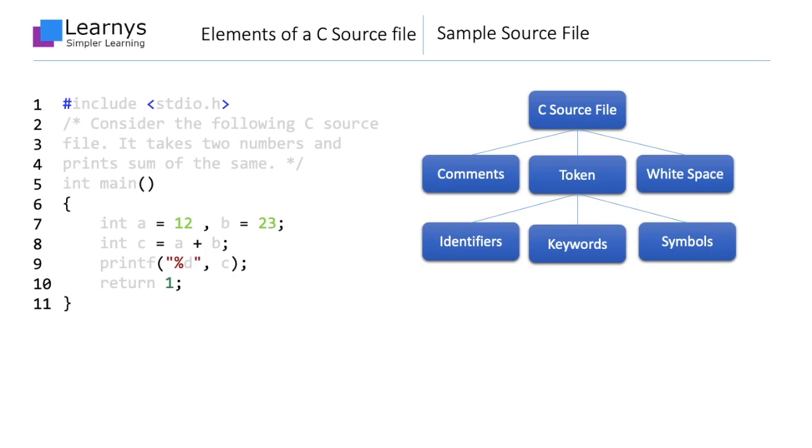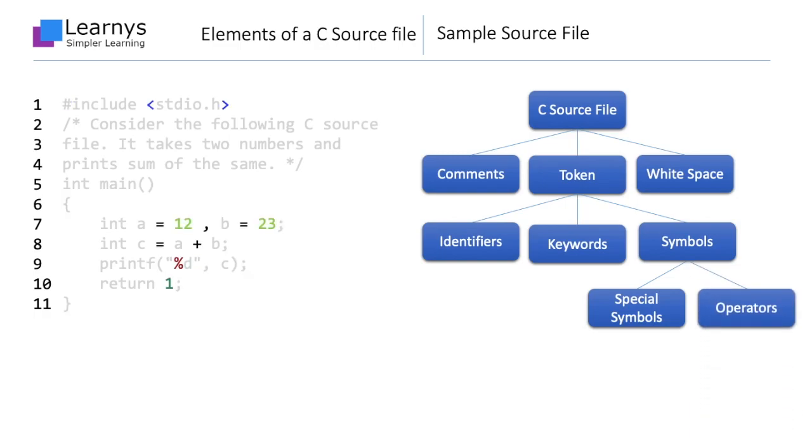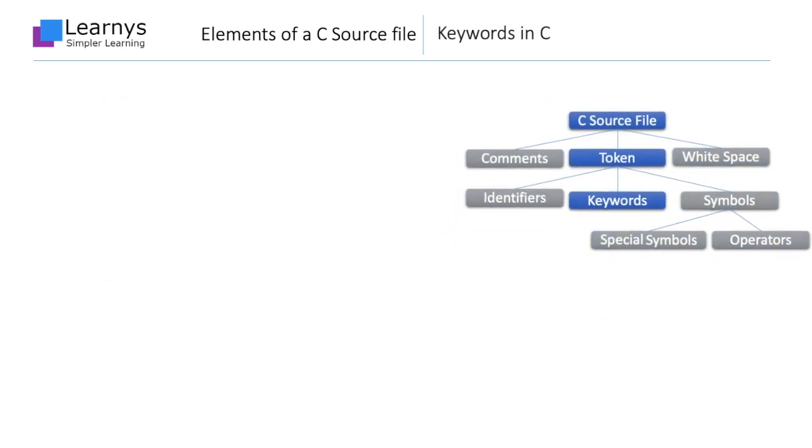Then we have symbols, which are further divided into special symbols like parenthesis, comma, semicolon, followed by operators. In the given source file, these all are the operators. We will be looking at keywords, special symbols, and operators in this video.